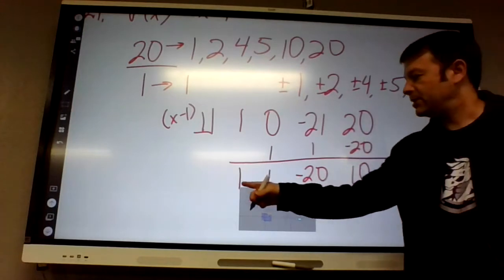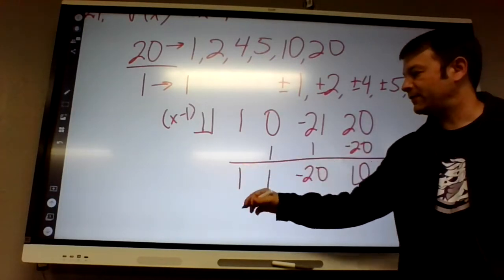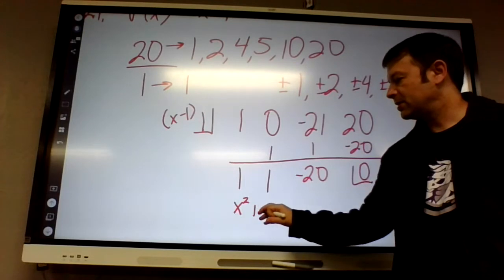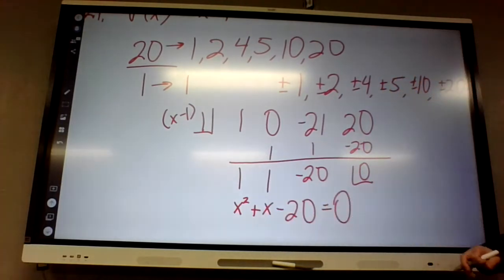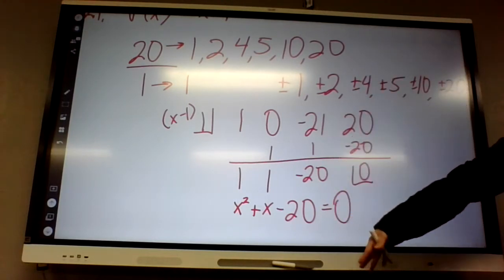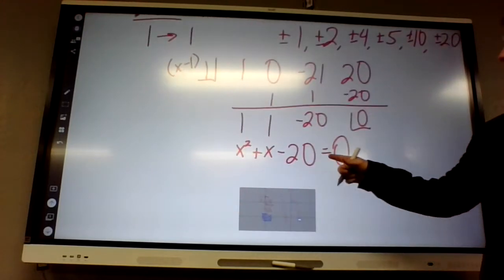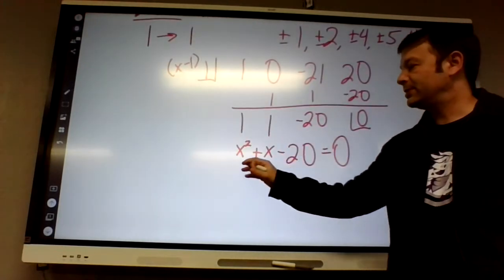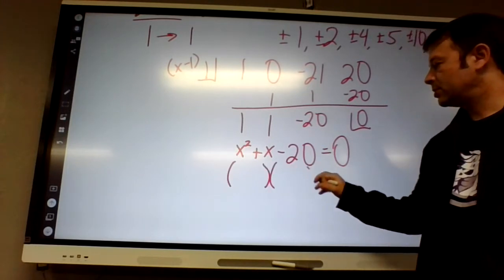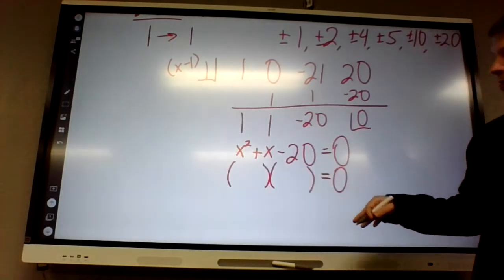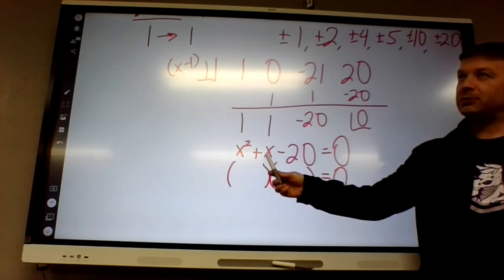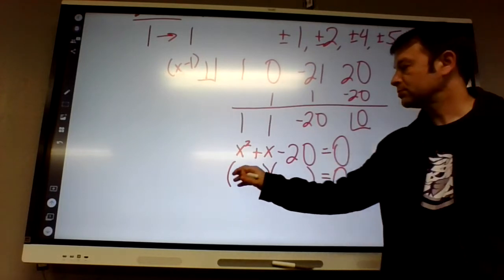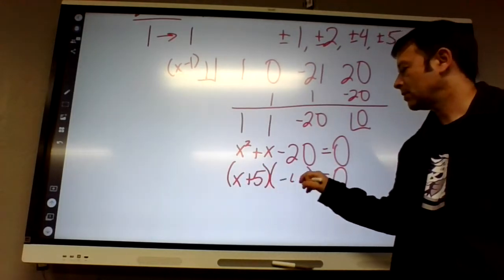Okay, and then this leftover stuff down here contains our last 2 answers. How do we get the last 2 answers? We could still keep plugging stuff in and see if it works, but since it's just a quadratic equation, we can factor it or use the quadratic formula if we have to. What multiplies into negative 20 that adds up to positive 1? Plus 5 and negative 4.